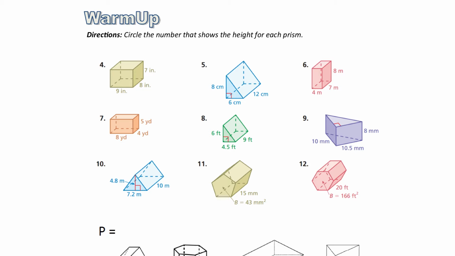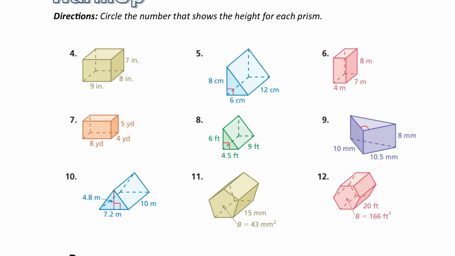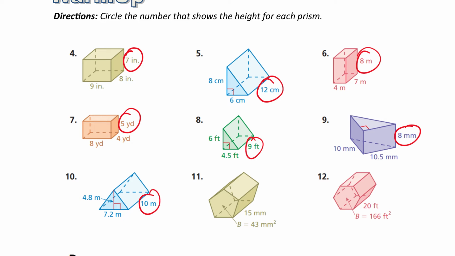Okay, looking at the warm-up. So what's the height? All we're doing is just circling the number that's the height. 7. Okay, 7. For number 5, what's the height? 12. 12. For 6, what's the height? 8. For number 7? 5. For number 8? 9. Number 9? 8. 10? 10. 11? 15.